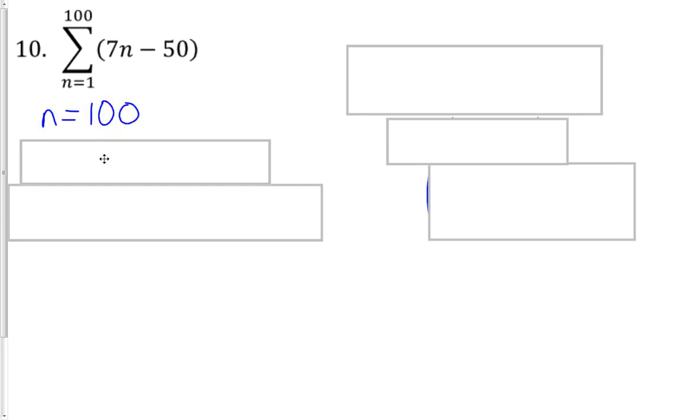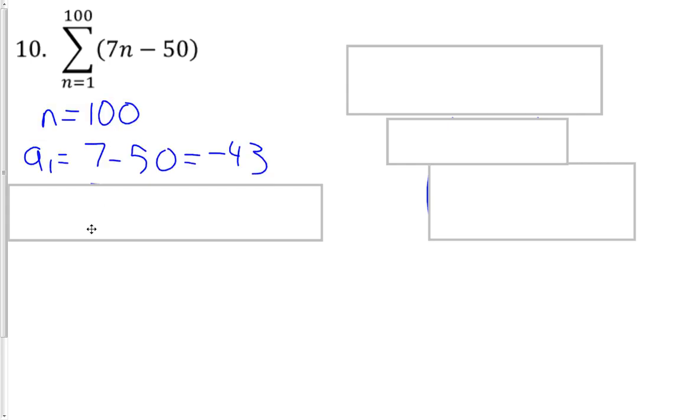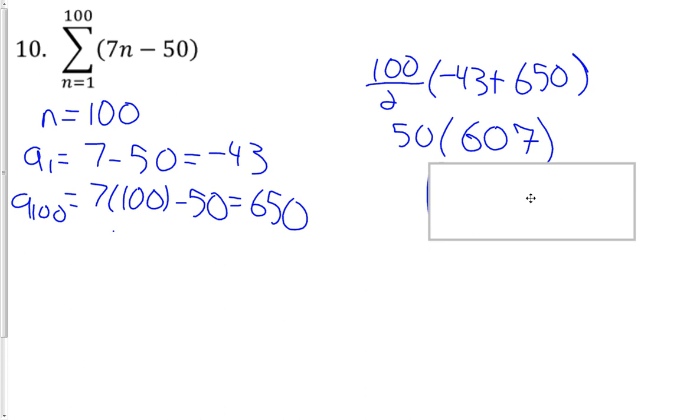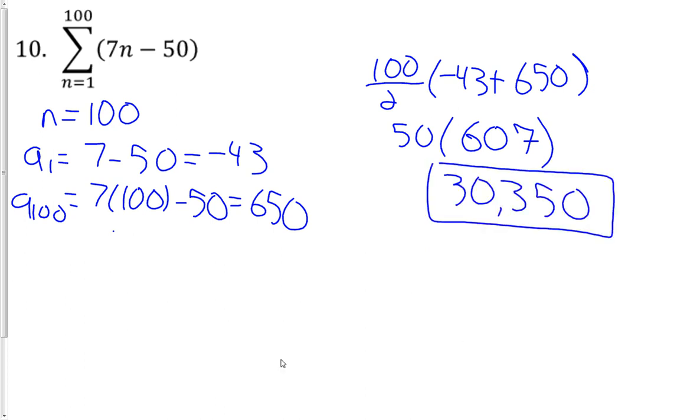So n is 100. First term is 7 minus 50 is negative 43. 100th term is 700 minus 50 is 650. And so 100 divided by 2 gives you 50 pairs of negative 43 plus 650, which is 607. Give you something like 30,350. And there it is. Again, feel free to use your calculator on those, for sure.